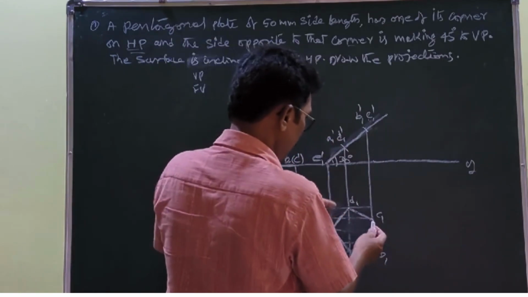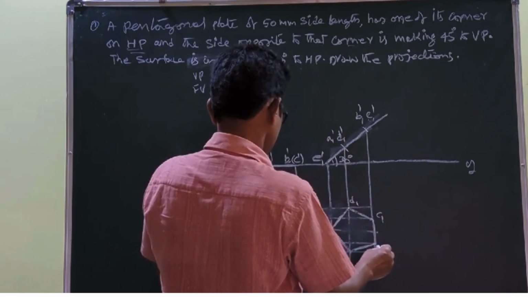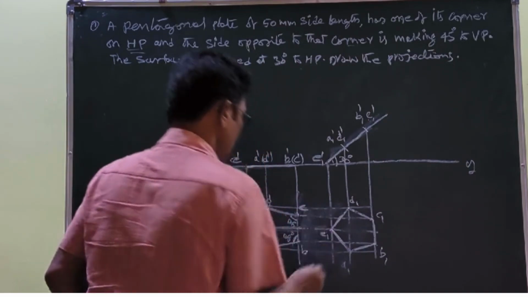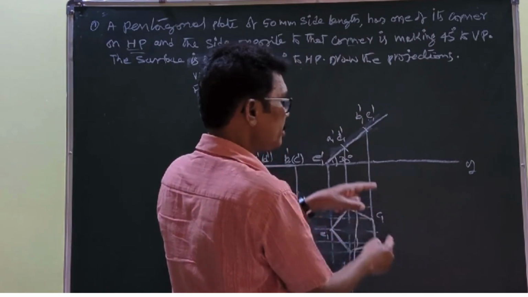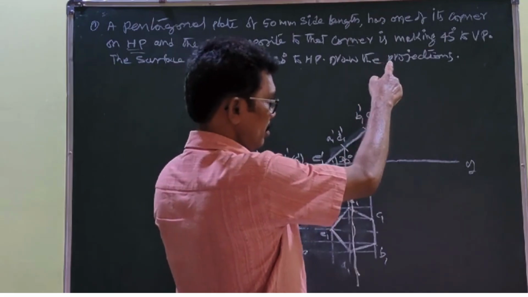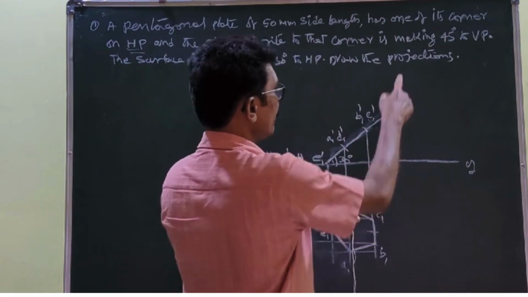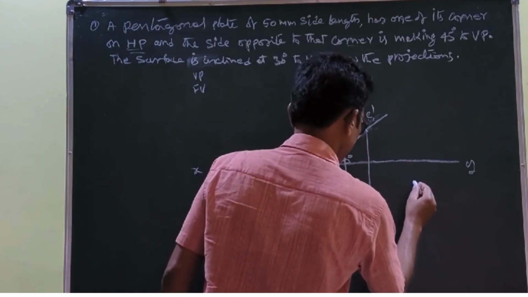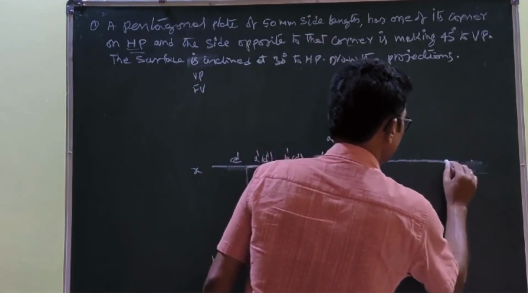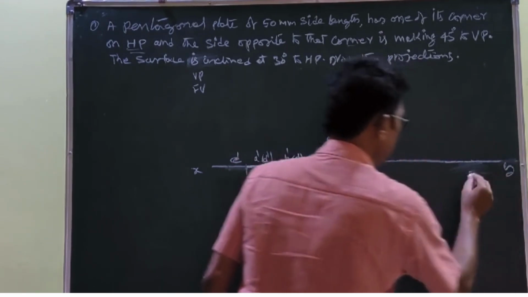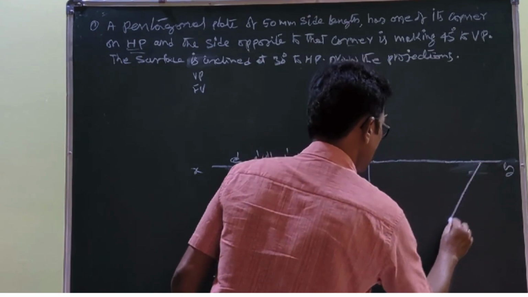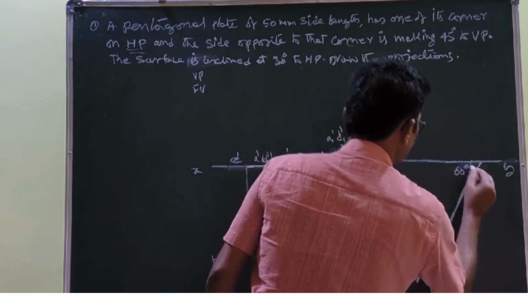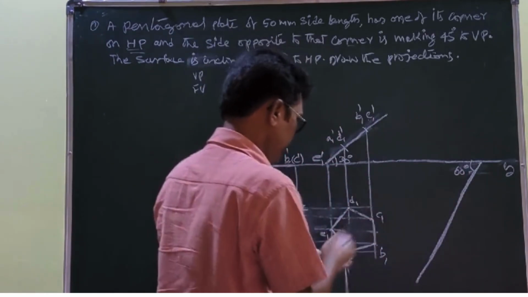Now we can rotate. B1 and C1, make it 45 degrees to VP, then only this condition will be satisfied. Now again you draw 60 degrees to the line like this, this is the 60 degrees.